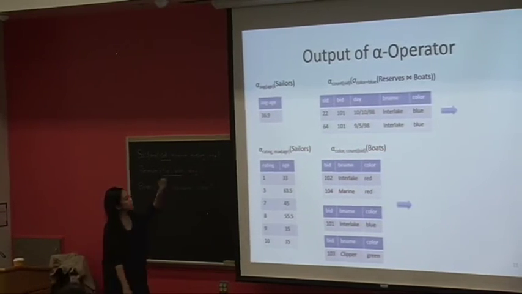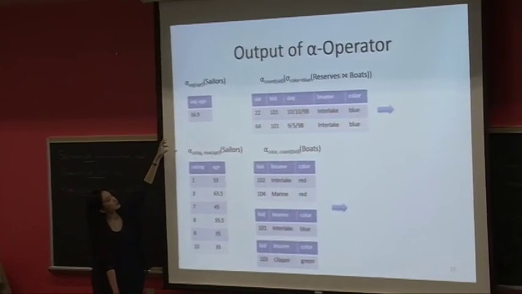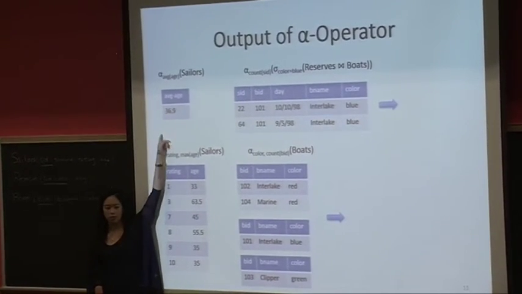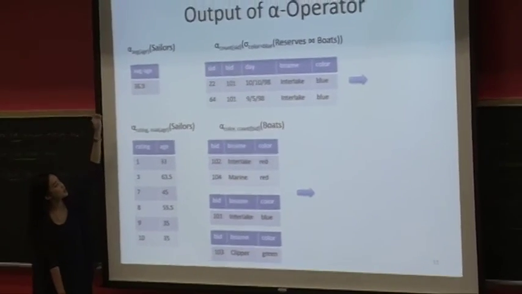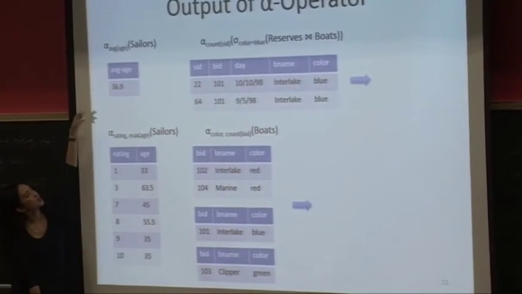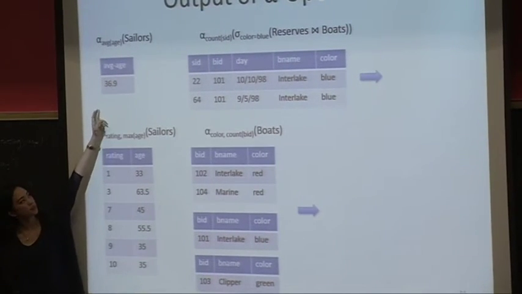For the first one, it's very simple, right? We take the average age among all sellers, and this is how the result should be. Just one field, one row. And you can see the field name, you just simply rename it as average age. So this is what it should be.